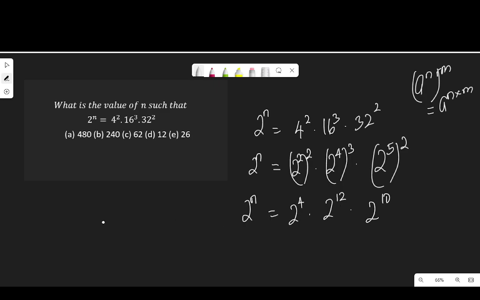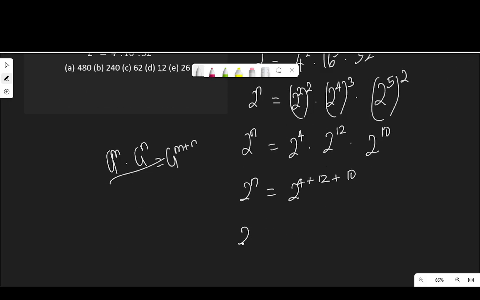Now apply the first law of indices that says a to the power of m multiplied by a to the power of n is a to the power of m plus n. If we apply it on the right hand side here, we have 2 to the power of n equal to 2 to the power of 4 plus 12 plus 10. Let's apply this law, and that will give us 2 to the power of n equal to 2 to the power of 4 plus 12, 16. 16 plus 10 is 26. Therefore, since the bases are the same, n is equal to 26.